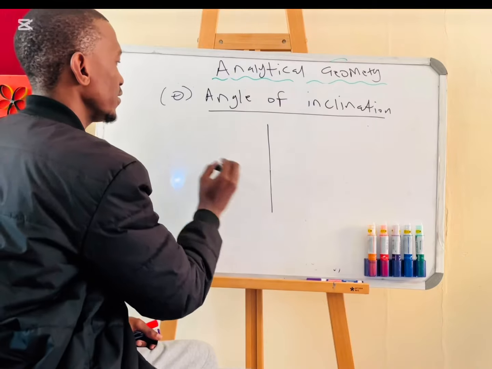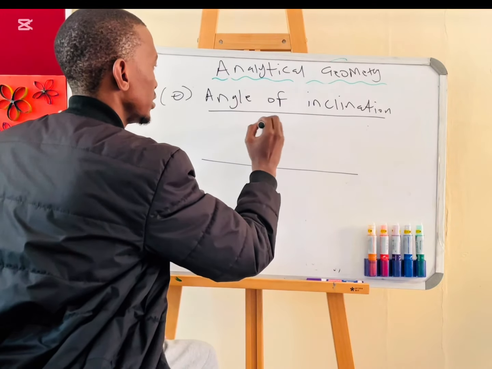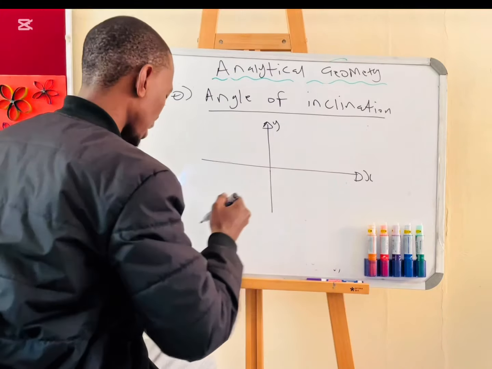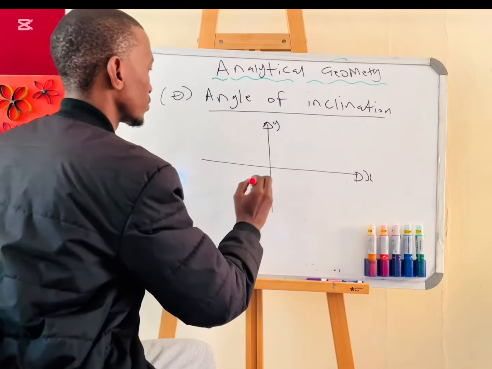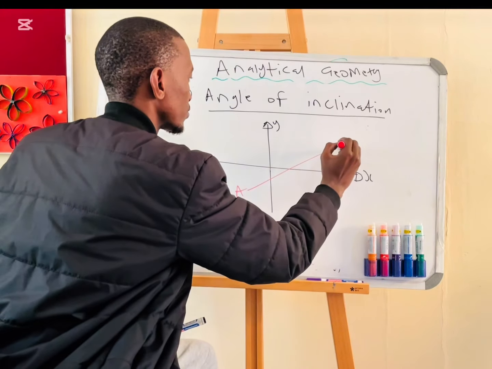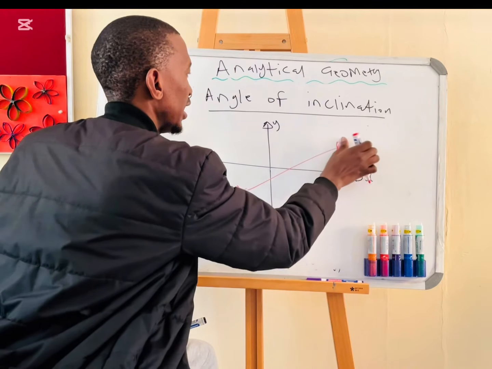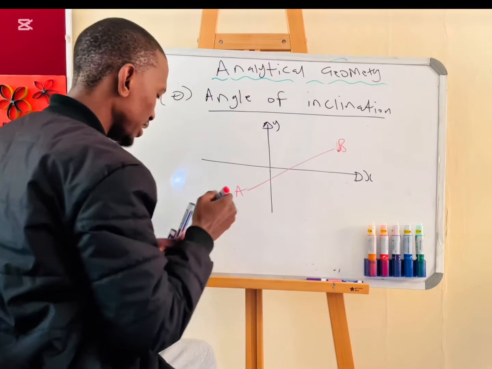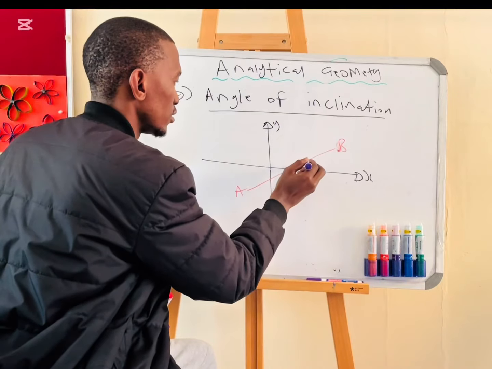Okay, so I can have something like this. This is the y, and this is the x-axis, and I could have a straight line. Maybe let me use red. There is a line which is line AB, and then there's going to be an angle here.